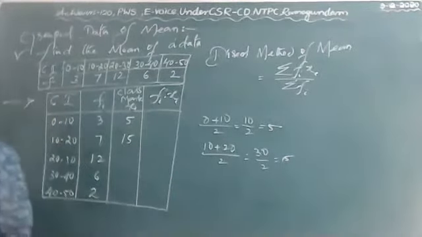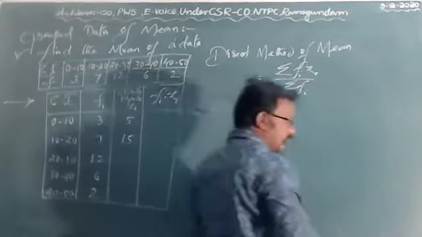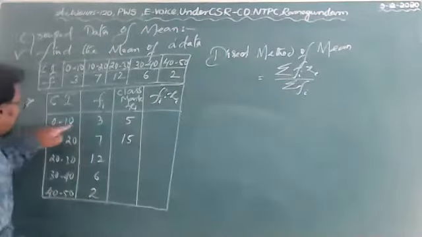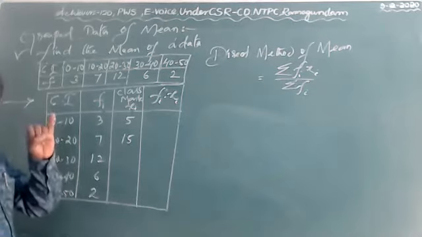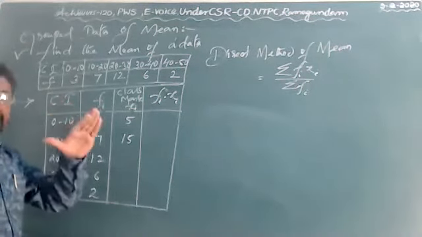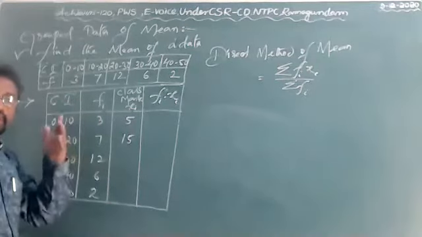Okay, children. What is the gap here? The gap of the class interval, how much? 10. 10 is the gap. 1, 2, 3, 4, 5, 6, 7, 8, 9, 10. The gap is 10. Here also you will get a gap of 10. All the time there is no need to do this.